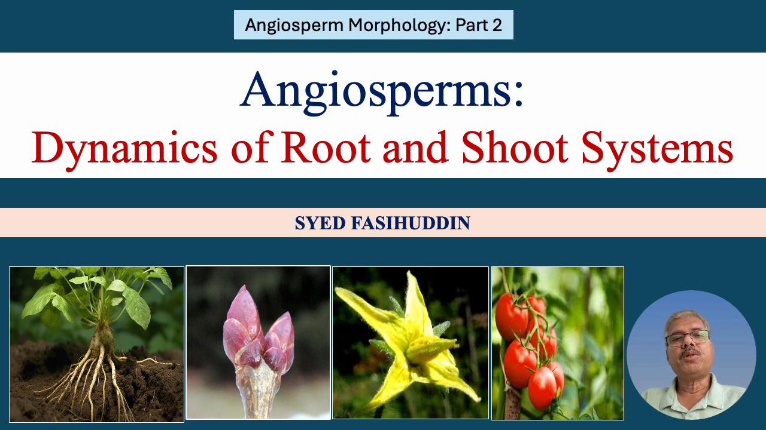This is the second episode on angiosperm morphology, where I will be discussing the dynamics of interconnections between the root and the shoot systems in the angiospermic plant body. The angiospermic plant body is fundamentally organized into two interconnected systems, the root system and the shoot system. The root system, typically underground, anchors the plant and absorbs water and minerals from the soil, providing essential nutrients. The shoot system above the ground comprises the stem, leaves, flowers, and fruits.